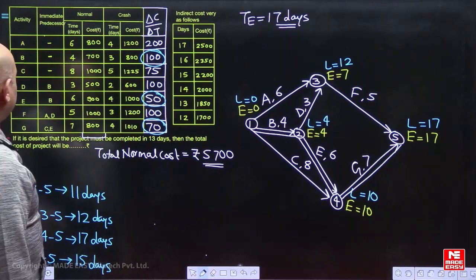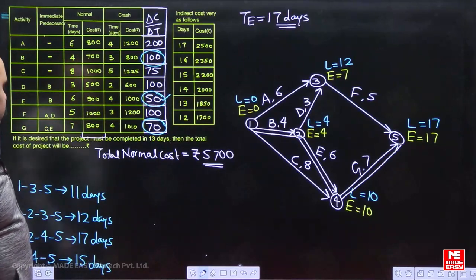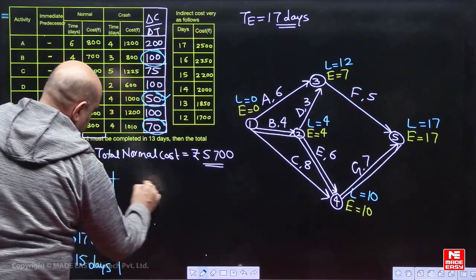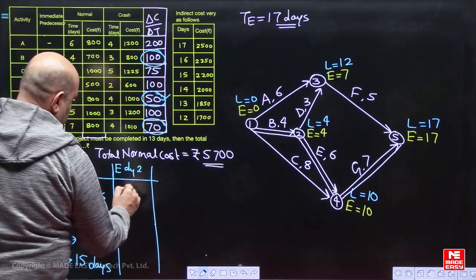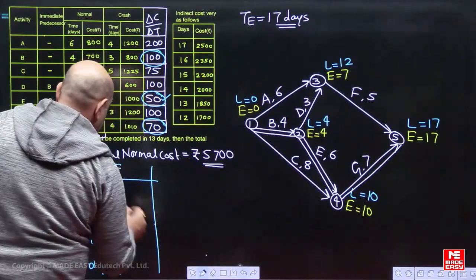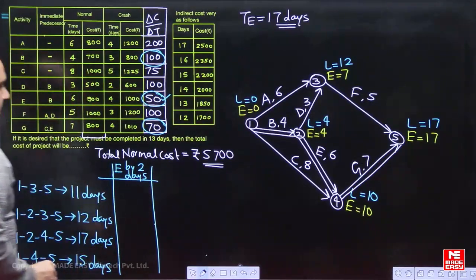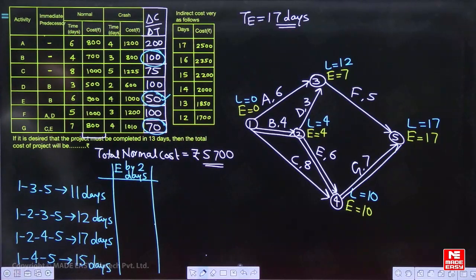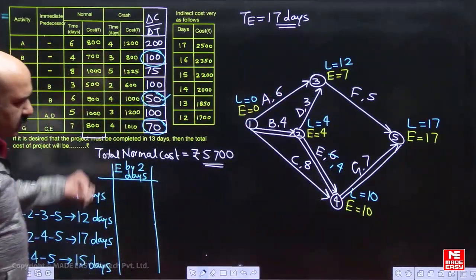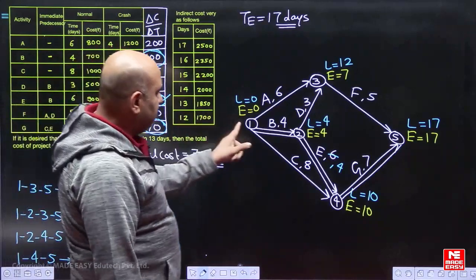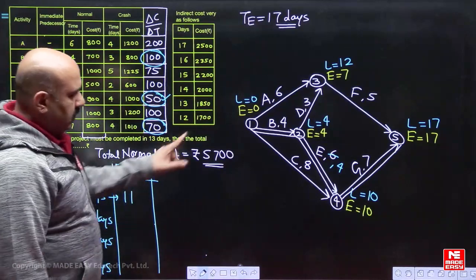Now see, the minimum cost slope activity is E. Maximum we can crash by 2 days. So first of all, I am going to crash E by 2 days. So we will change it from 6 to 4 days. Now see, if we change only E by 2 days, the first path will be the same. 6 plus 5, 11. Still 11 days. Understand? No changes in this path.